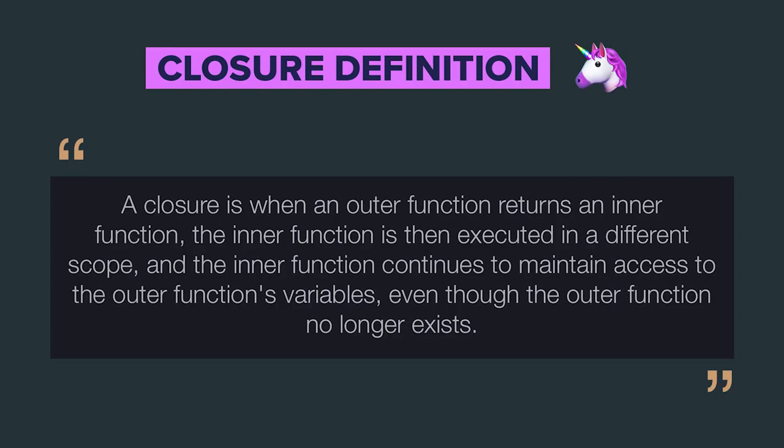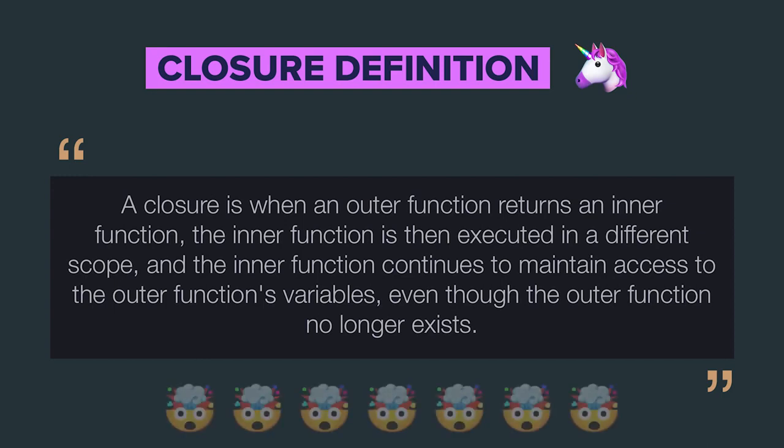The inner function is then executed in a different scope, and the inner function continues to maintain access to the outer function's variables, even though the outer function no longer exists. At this point, if you don't already understand closures, this definition should be very confusing and make very little sense to you. And that's okay, because I'm going to take you through a few closure examples step by step. And after each example, I'll come back to this definition. So let's look at a simple example.